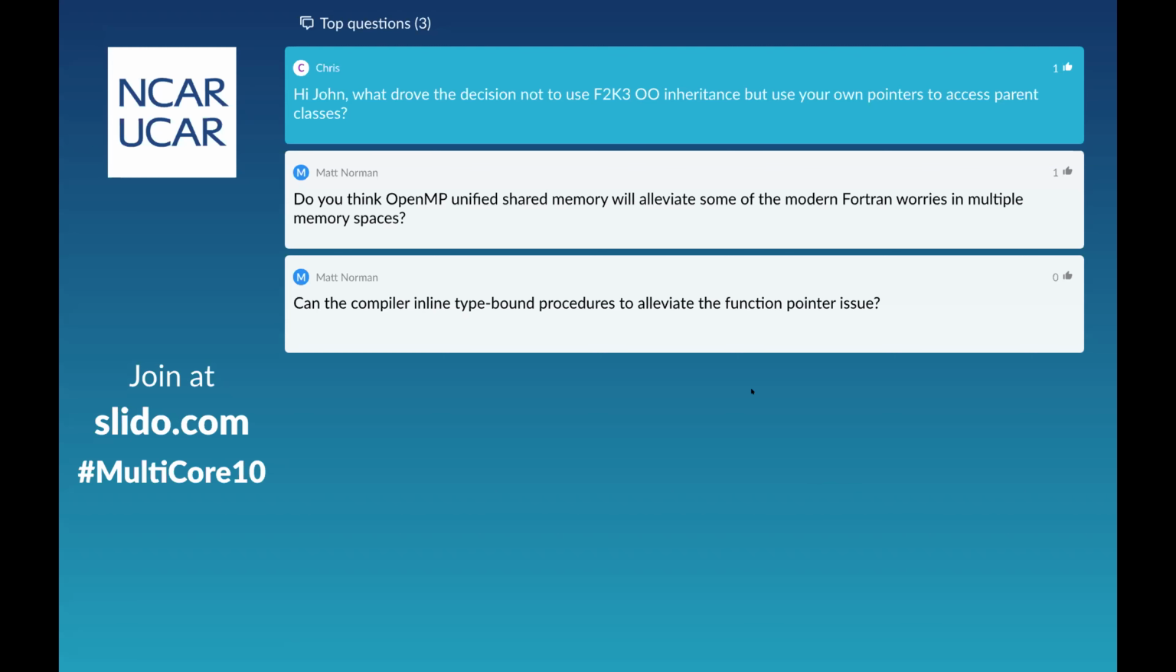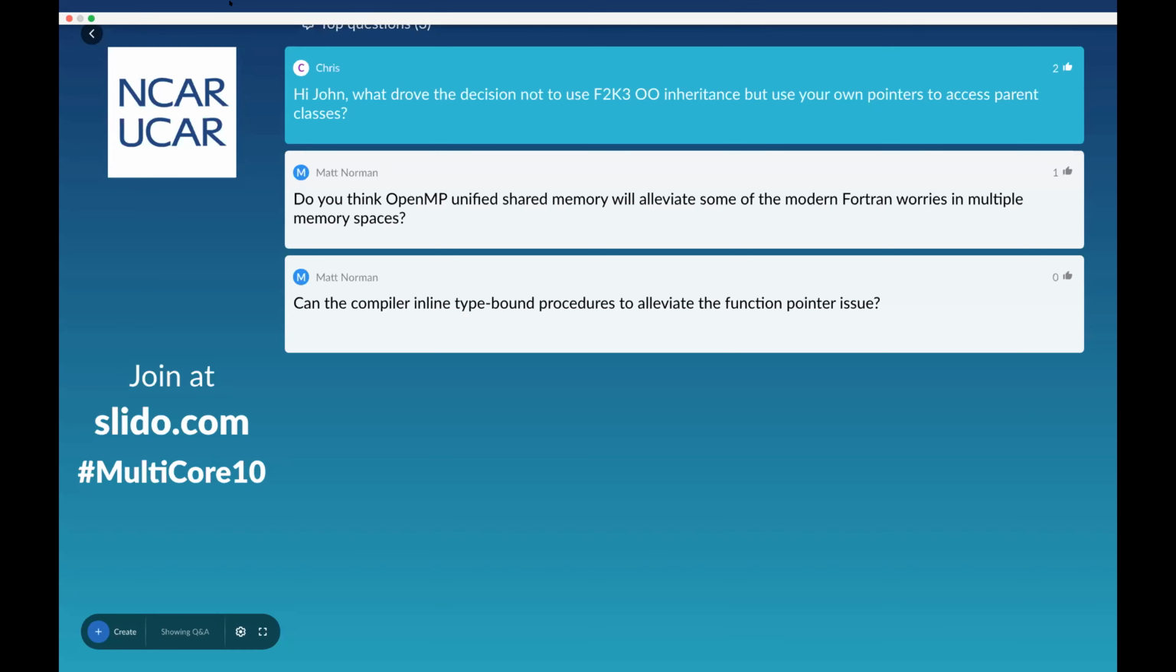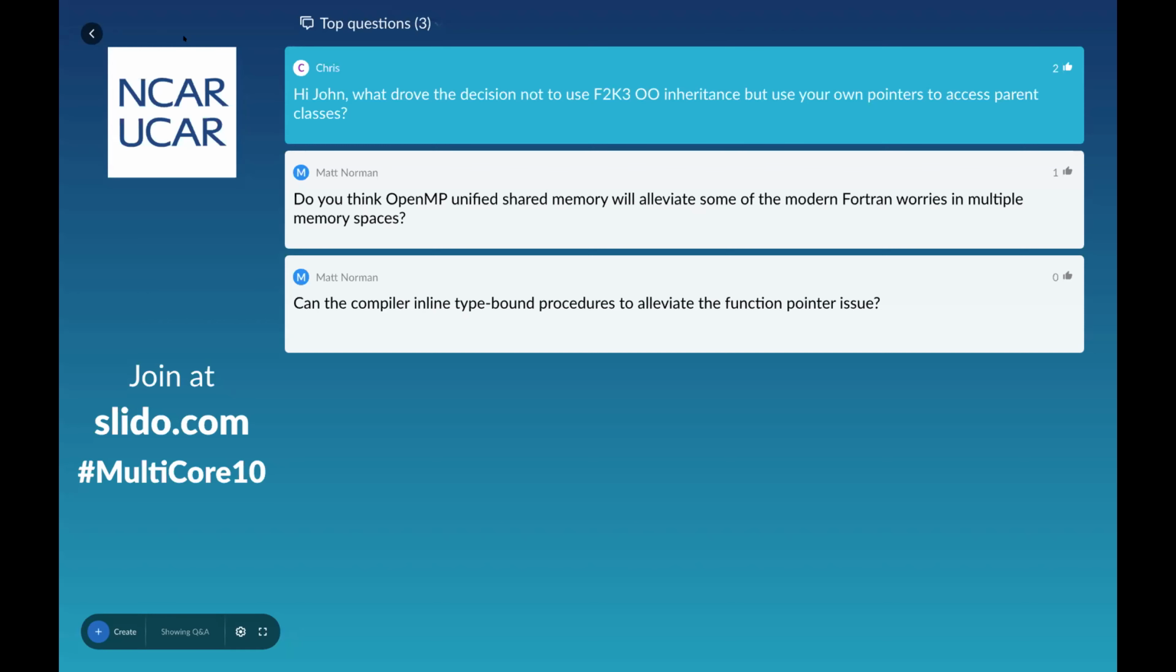So what drove the decision not to use Fortran 2000 OO inheritance, but use your own pointers to access parent classes? No good reason. That's a good idea. We could take a look at that, especially if that gets us around any of these OpenMP problems that we're having. I don't have a ready answer for that question.